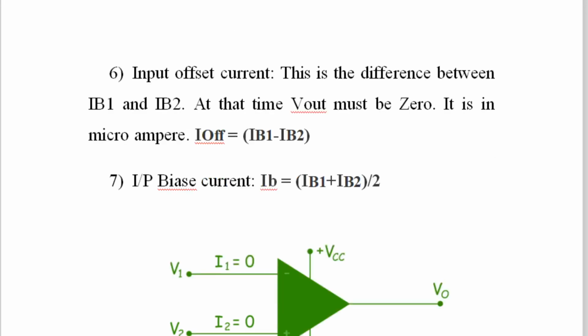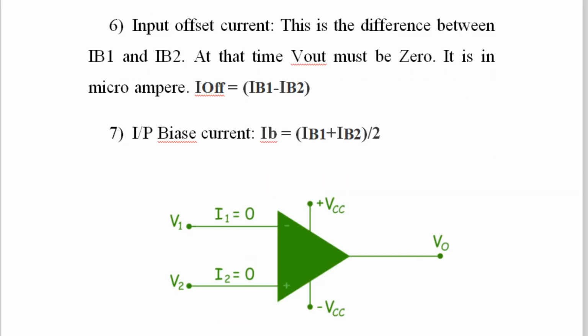Next parameter of the op-amp is input offset current. What is the input offset current? This is the difference between IB1 and IB2, the magnitude of IB1 minus IB2. Now, actually speaking, due to very high input resistance of the op-amp, whatever is shown, I1 and I2 being 0, is for an ideal op-amp, and ideal is only an imaginary term. It does not exist in real life.